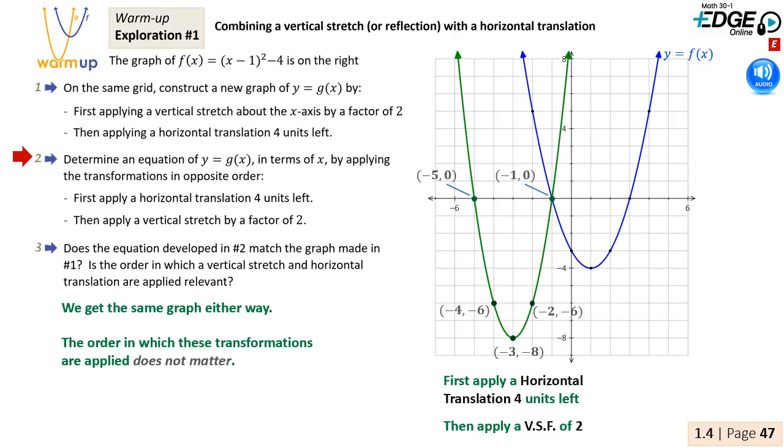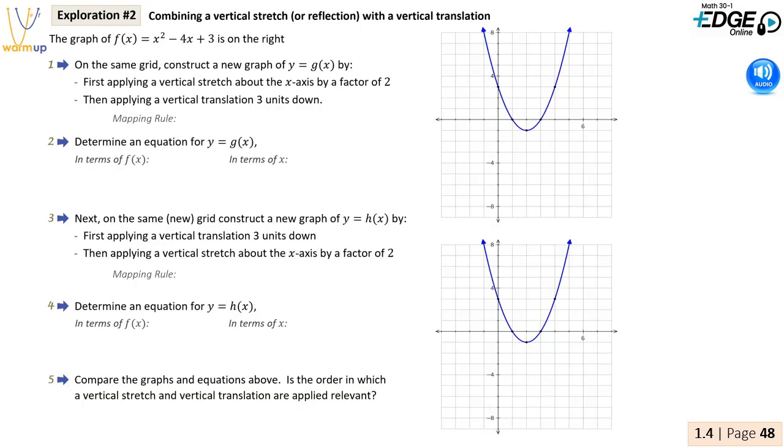Here, because they were not both affecting the domain or both affecting the range, they did not interact, and therefore their order did not matter. In our next two examples, we'll explore multiple transformations which either both affect the domain or both affect the range.